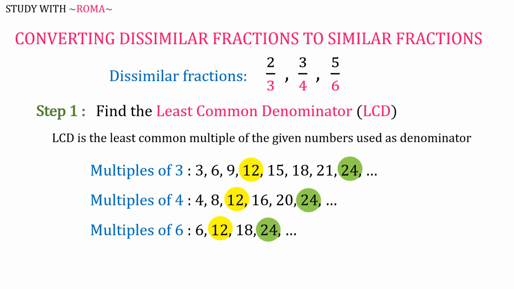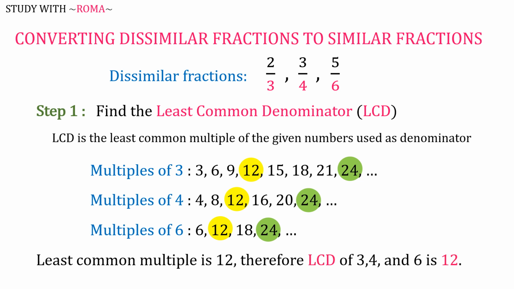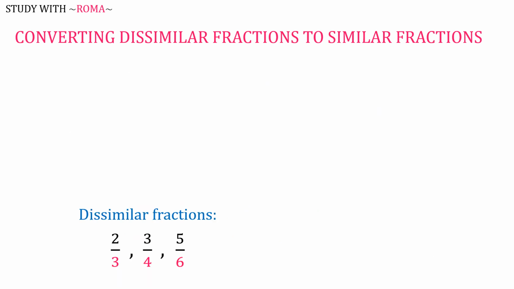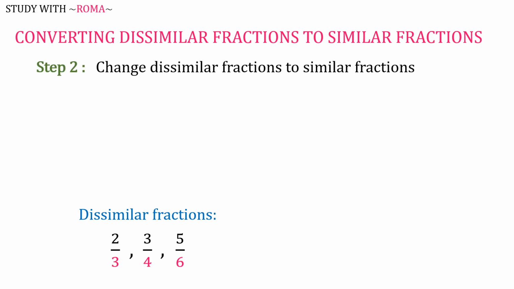There are actually other common multiples aside from 12 and 24, but we only need the least or the smallest. That is why it is called least common denominator. Therefore, the LCD of 3, 4, and 6 is 12. After finding the LCD, let's move on to step 2. Changing dissimilar fractions to similar fractions.